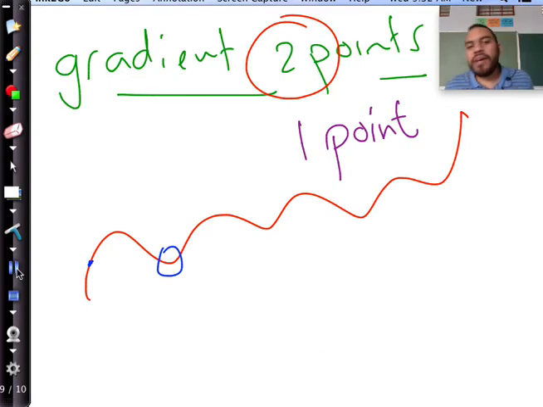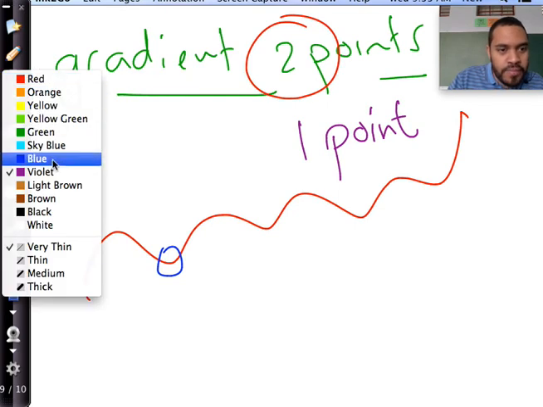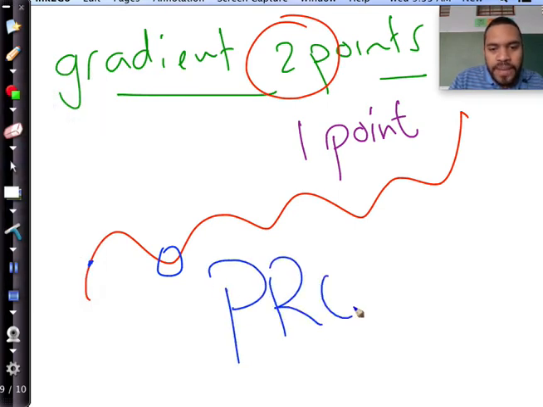Okay. So, ladies and gentlemen, you need how many points to define a gradient? 2 points. You need 2 points. You guys get it? Calculus wants to know what is the gradient at 1 point. We are interested in the gradient at 1 point, a single point. Now, this introduces us to something called a problem.